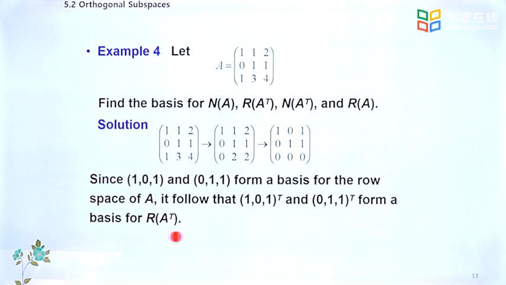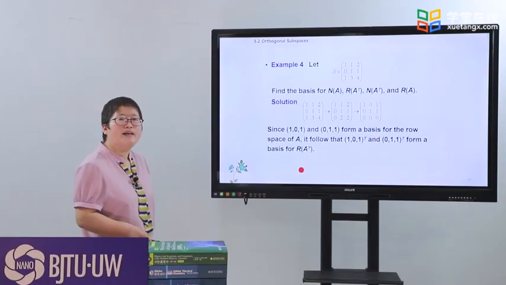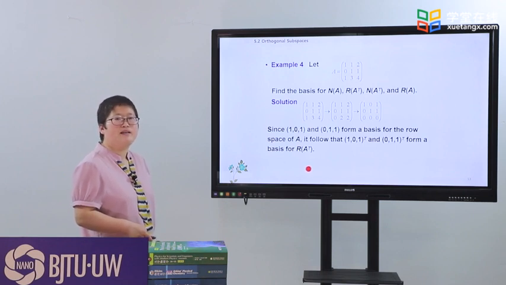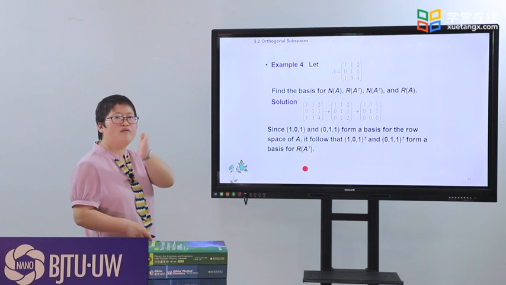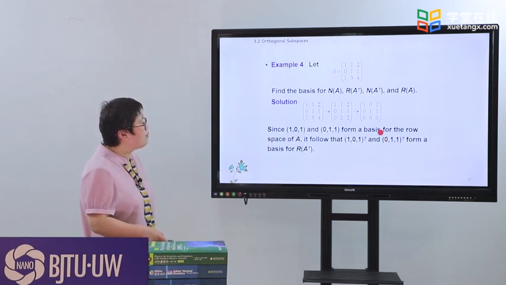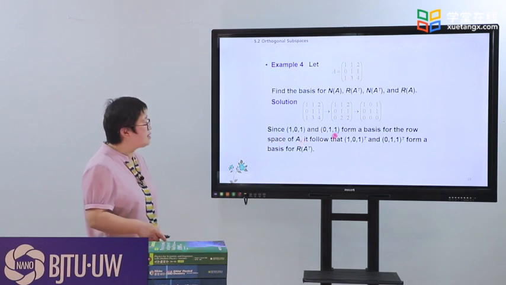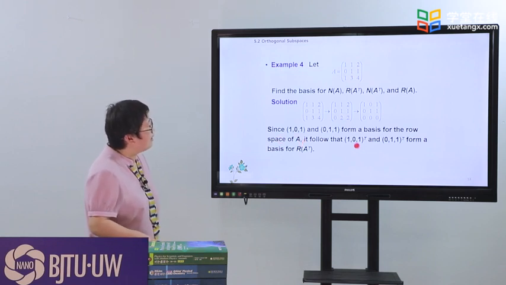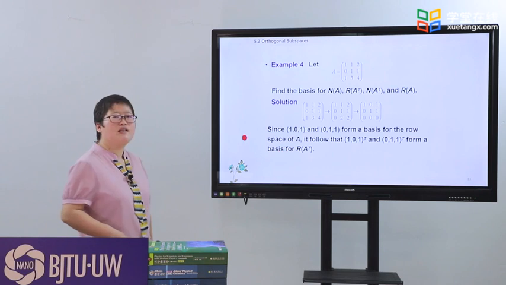This means the range of A transpose is the column space of A transpose, and this column space of A transpose is equivalent to the row space of A. You just write the row vector as a column vector; you transpose the row vector to a column vector. Because these form a basis for the row space of A, they form a basis for R(A transpose).